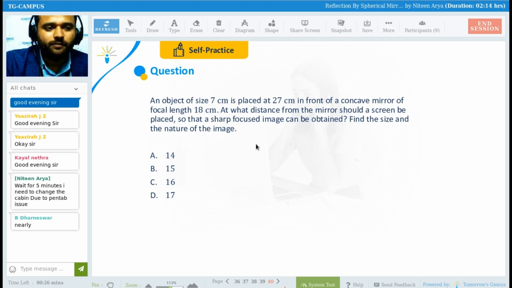Here you need to use mirror formula and then you can find M equals to minus V by U equals to I by O. Do this also.